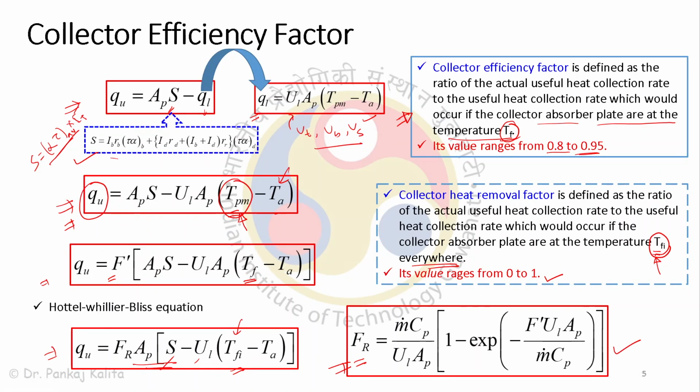Then we have something called collector efficiency factor. Collector efficiency factor is the ratio of actual heat collection rate to the useful heat collection rate which would occur if the collector absorber were at temperature T, that is the same temperature. Generally its value ranges from 0.8 to 0.95. Similarly there is a collector heat removal factor. These two definitions can be very important. Whenever you are solving assignment questions, expect these types of questions also.